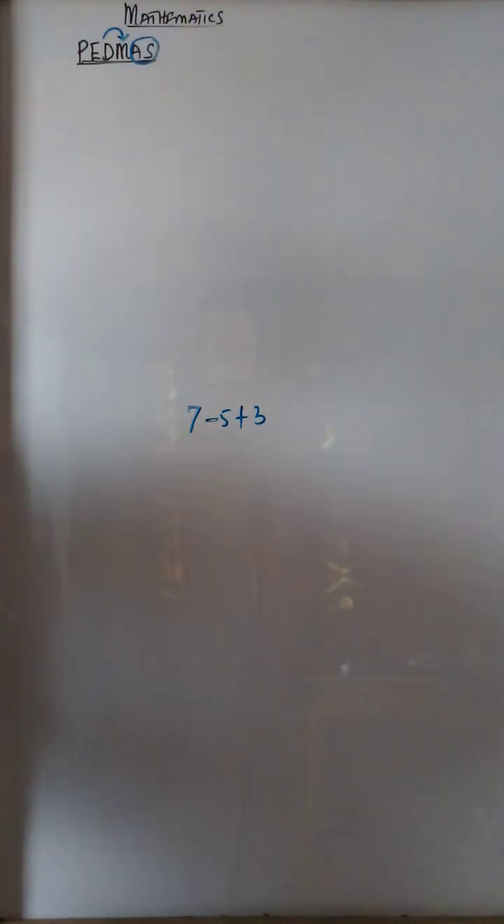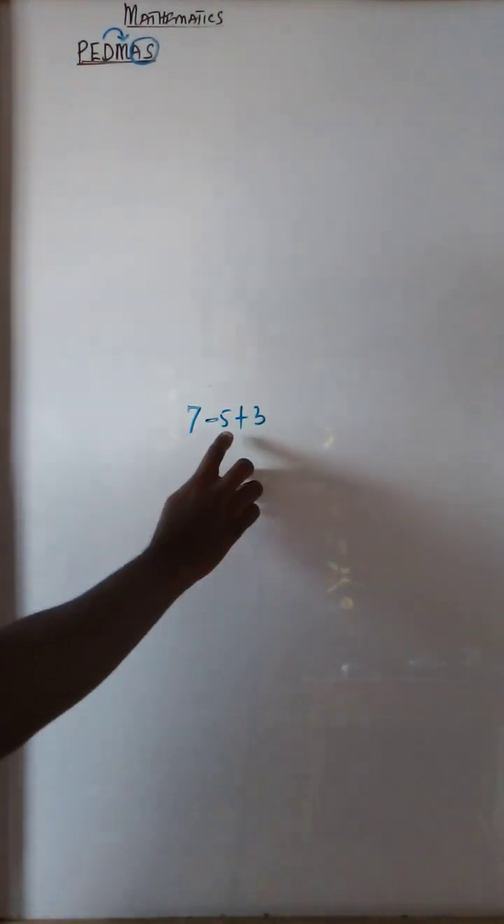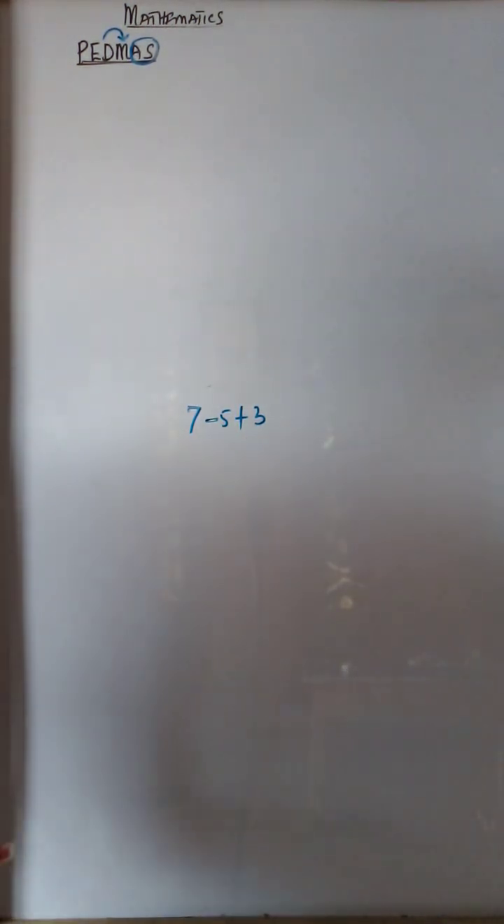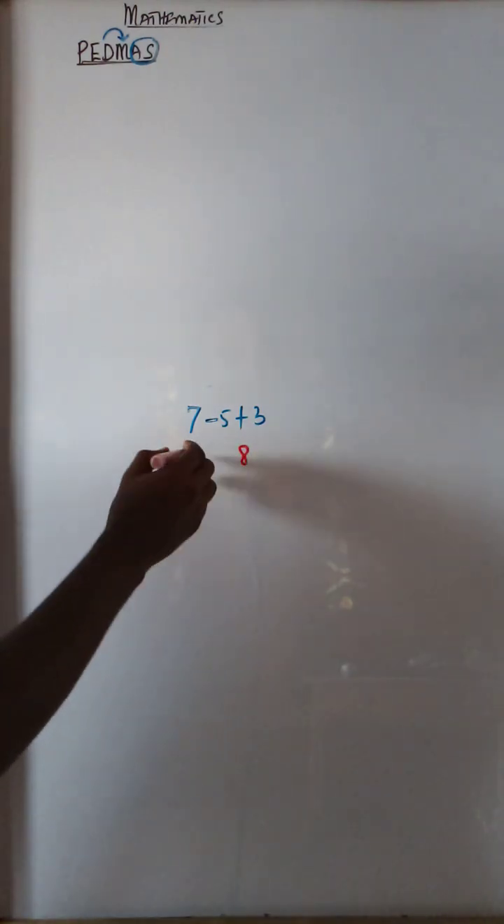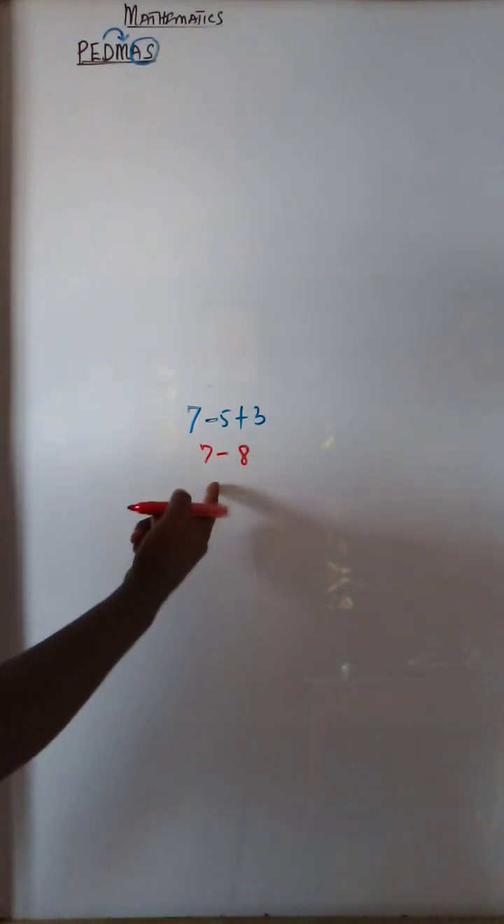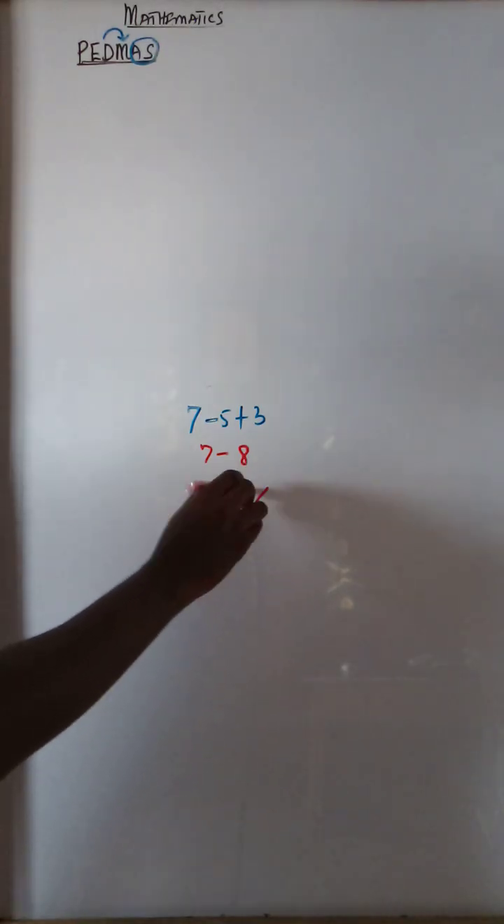Some people say you add first before subtracting, but in that case, you might make a mistake. For example, look at this: 7 minus 5 plus 3. Following the rule of BODMAS, some students will say we add before subtracting. So what are they going to do? They say 5 plus 3, which they will write as 8. So that would be 7 minus 8. In this case, the answer is impossible. Then 8 minus 7 is 1, so minus 1. This is wrong.